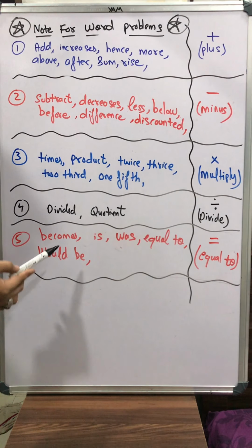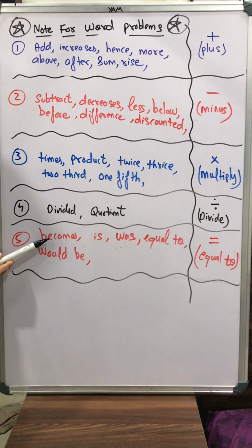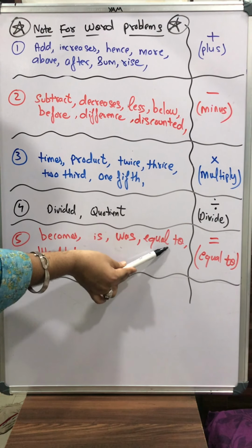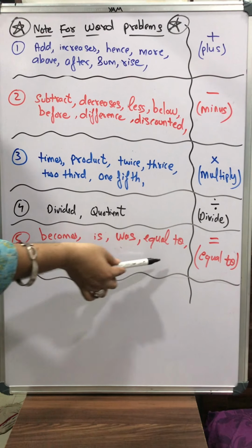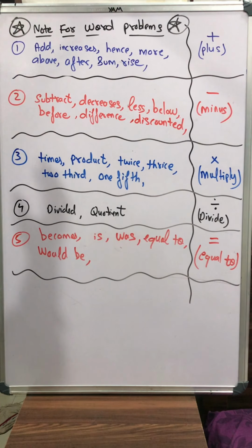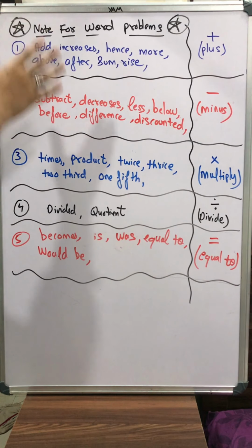This is also important. Whenever becomes, you can see becomes, is, was, equal to, would be, and there are many more words, that means equal to. Really, it's very important. It's really very important. Pause the video right now and draw the table.